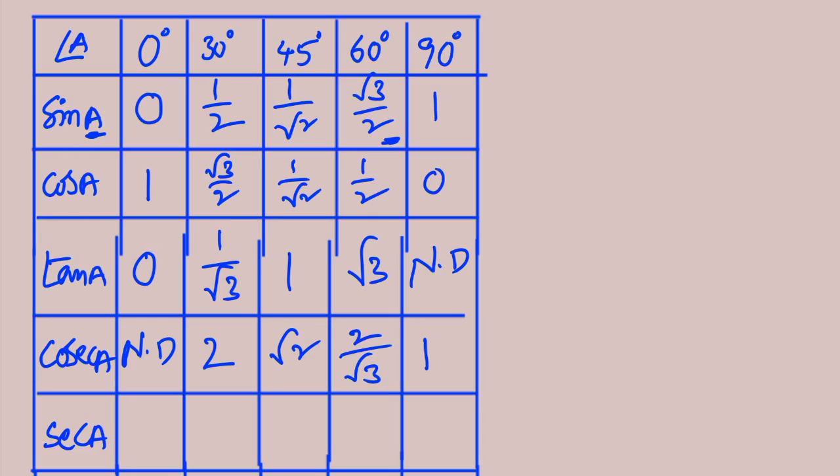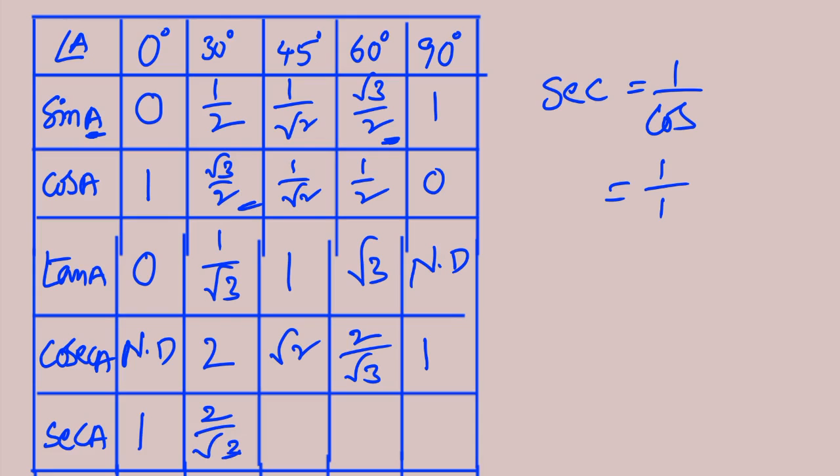And now the secant ratio. Generally secant is the reciprocal of cos. So if you want secant, take 1 by cos. All cos values inverted we have to write for the secant. So secant 0 value, how much? Generally cos 0 is 1, so 1 by 1 is 1 only. And for getting secant 30, cos 30 is root 3 by 2, the reciprocal is 2 by root 3.